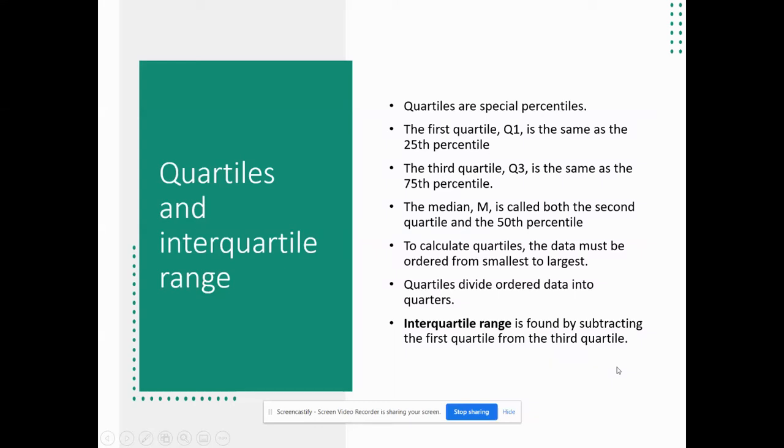So let's keep going again. Now we have something called quartiles and interquartile range. Quartiles are very special kinds of percentages. If I say that you're in the top 10% of your class, that means 90% of the other people are behind you, like in GPA and standing.